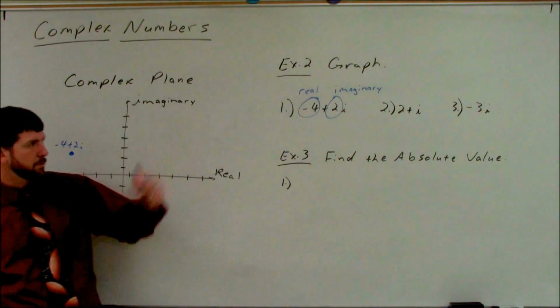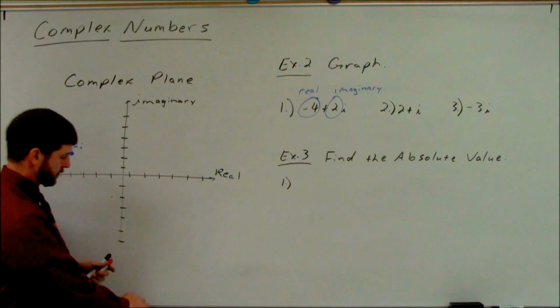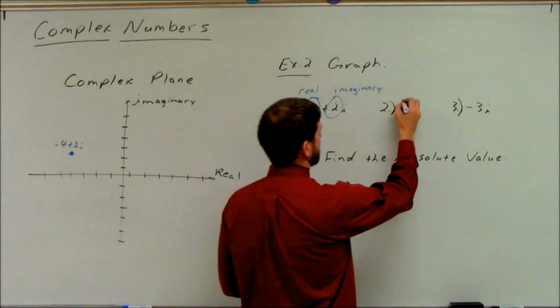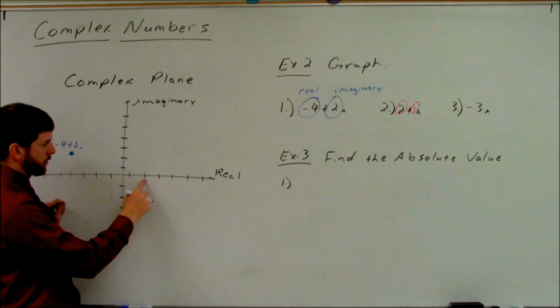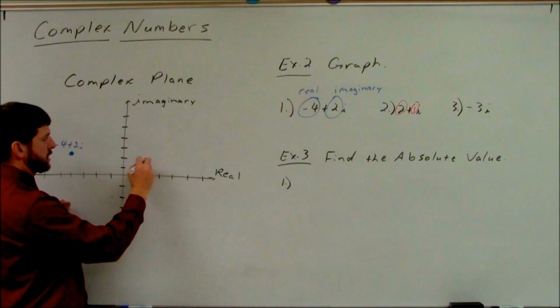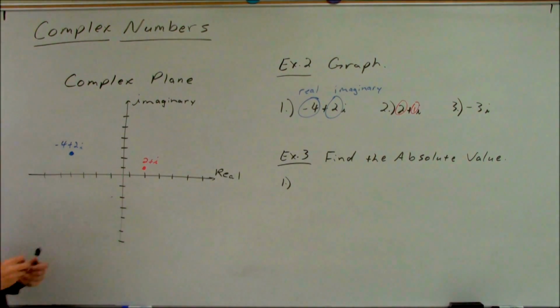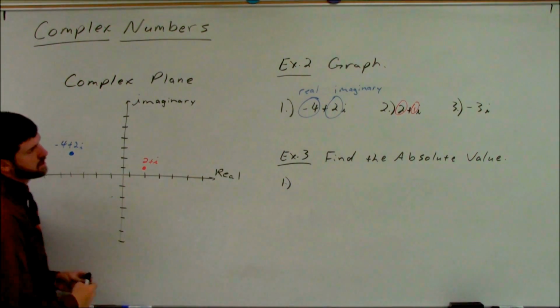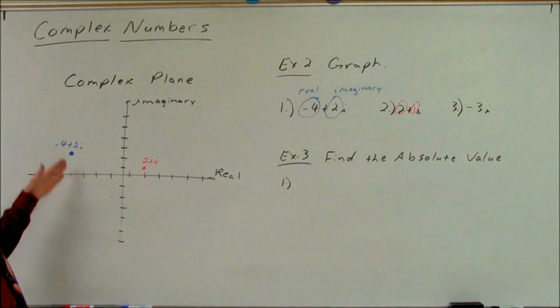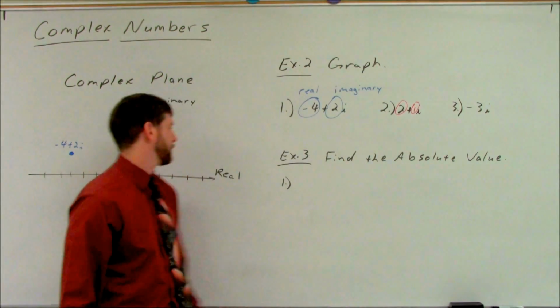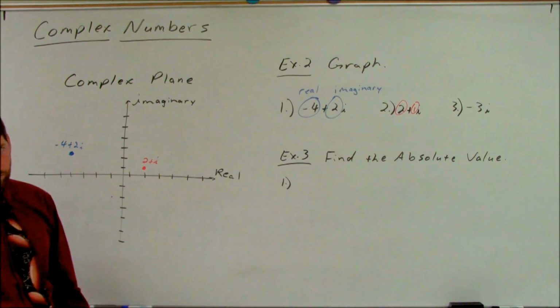So if we took something like 2 plus i, 2 is my real, that'd be 1 for my imaginary, 2 on the real, 1 on the imaginary, 2 plus i. So it ends up graphing just like an ordered pair. Negative 4 comma 2, 2 comma 1.